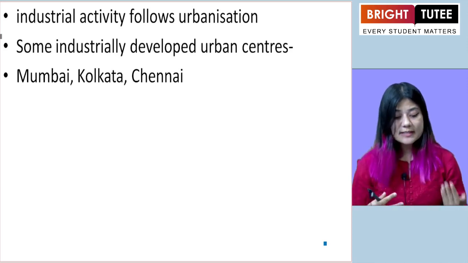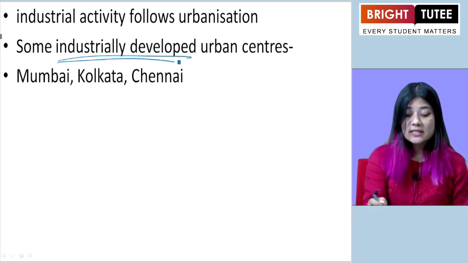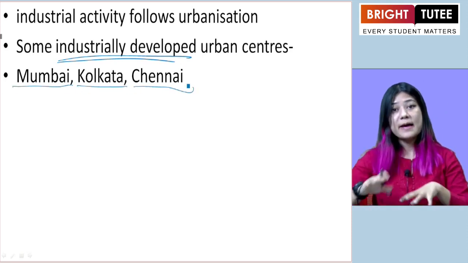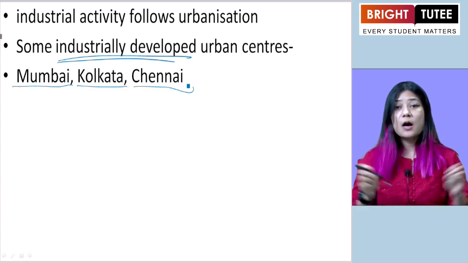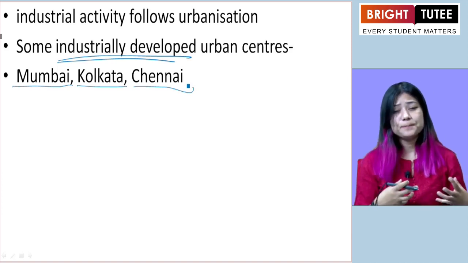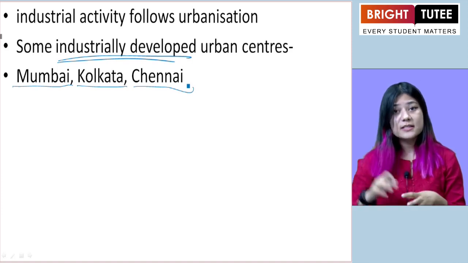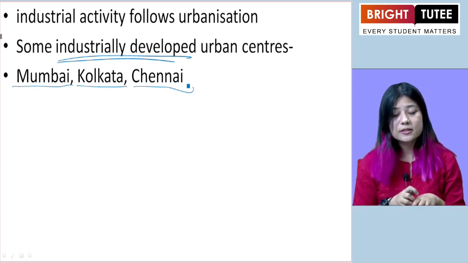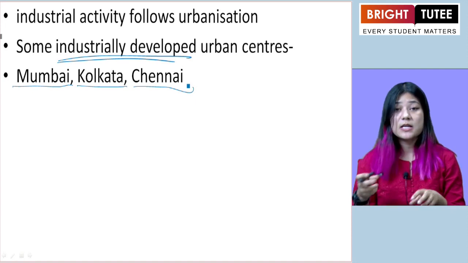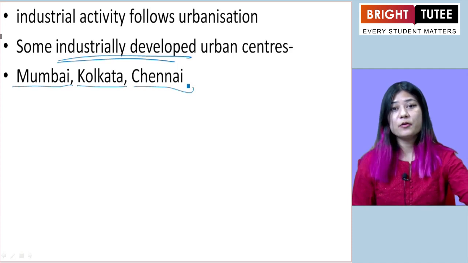Some examples of urban centers which are industrially developed and where we can see these cases are Mumbai, Kolkata, and Chennai. They impact the areas around them. People come and work there. The factories and industries are built in the city, thinking that people can easily go and work in these industries. Banking services, transportation services, communication, all these services are readily available in the cities. So these are some of the important examples.